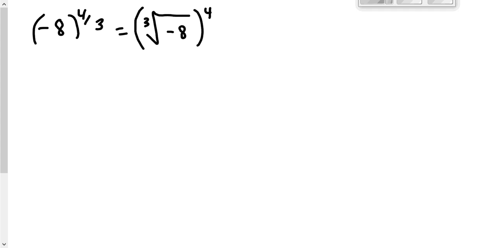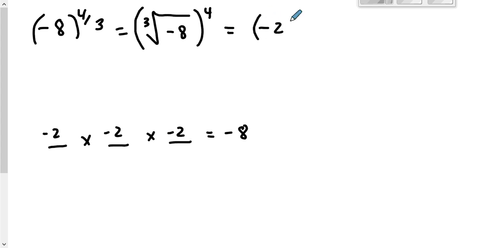Now I'm trying to think of a number that I multiply by itself. This is what's going on in my head. A number that's being multiplied by itself 3 times, and the answer has to equal -8. Well, that number would be -2 times -2 times -2, right? That equals -8. So this is equal to -2, and then I have to raise that to the power of 4. That means -2 times -2 times -2 times -2, and that is equal to 16.